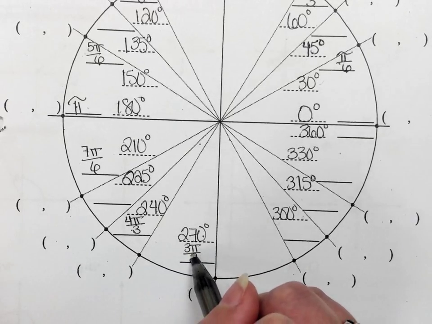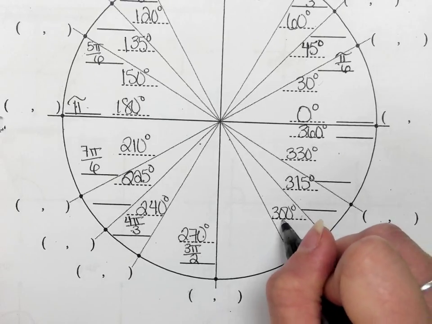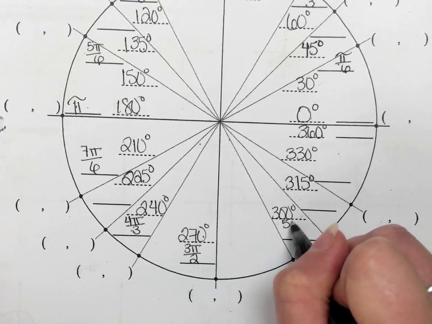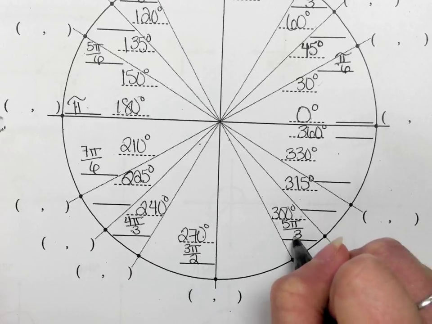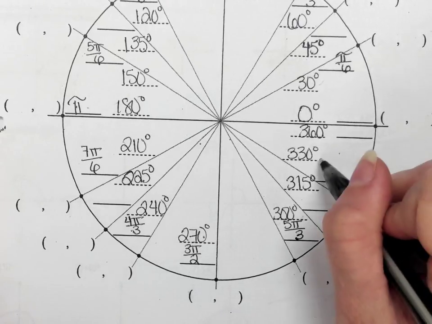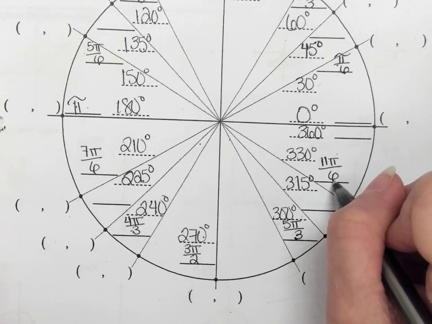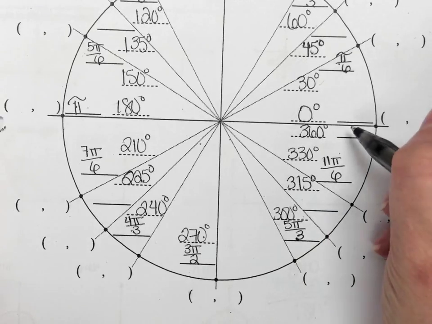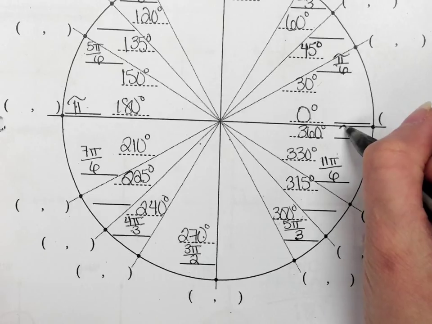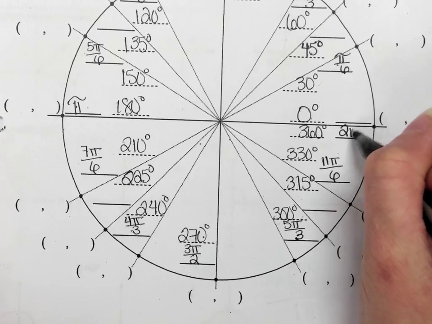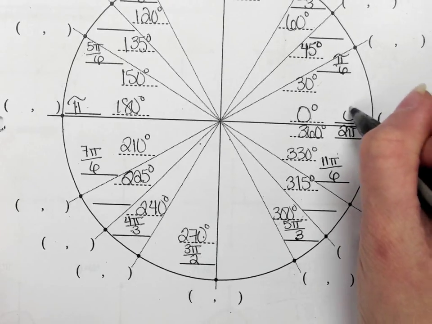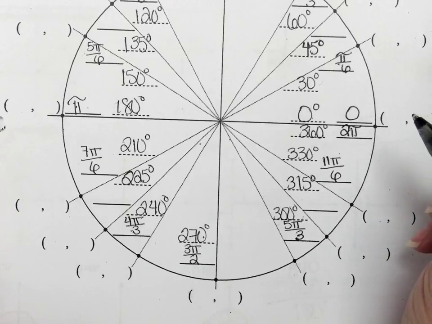So this is 9. This is 10 over 6. How much is 10 over 6? 5 over 3. Skip the middle one. This is 11 over 6, which doesn't reduce. Ready, Blake? And after 11 over 6 is 2 pi, and this, I forgot to label that, and that one's 0. Y'all okay? Alright, here we go.